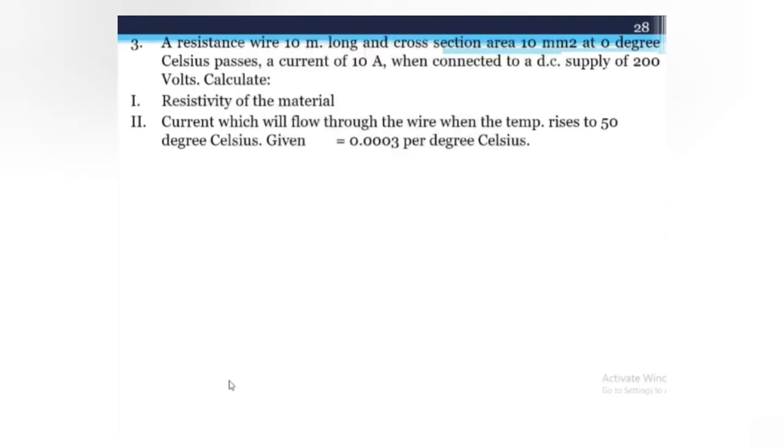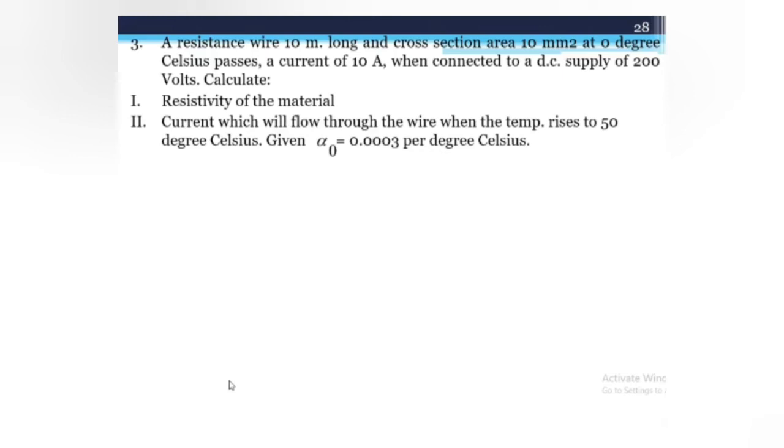Third example. A resistance wire 10 meter long and a cross-sectional area of 10 mm square at 0 degrees Celsius passes a current of 10 ampere when connected to a DC supply of 200 volts. First, calculate the resistivity of the material. Second, the current which will flow through the wire when the temperature rises to 50 degrees Celsius. The alpha 0 is taken as 0.0003 per degree Celsius.